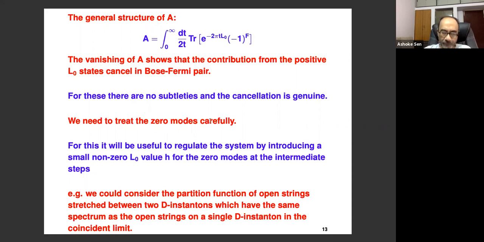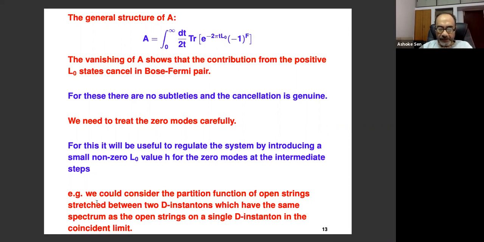So the zero modes you have to treat carefully. Although this is not strictly necessary, it will be useful as we go along to regulate the zero modes by adding a small non-zero L0 value. One way to do this, if you want a concrete system that has the same spectrum except that L0 has some added value, is to consider, instead of the partition function on a single D-instanton, the open strings which start and end on the same D-instanton, the partition function of open strings that start on one D-instanton and end on a neighboring D-instanton, which is close by.